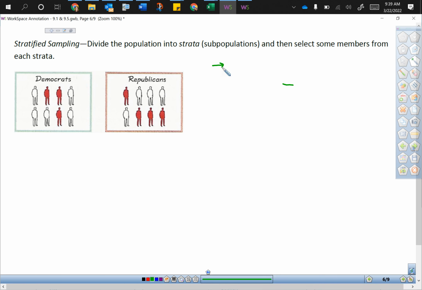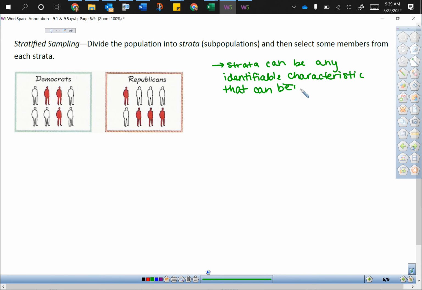Now, strata can be any identifiable characteristic that can be used to classify the population.